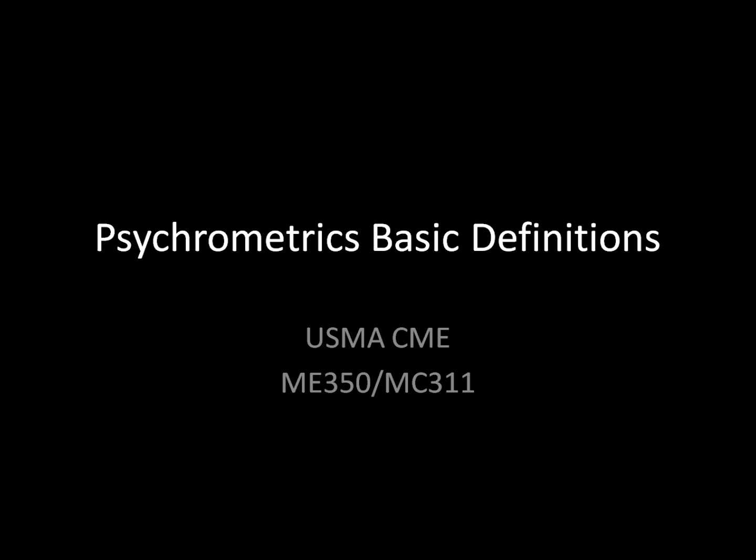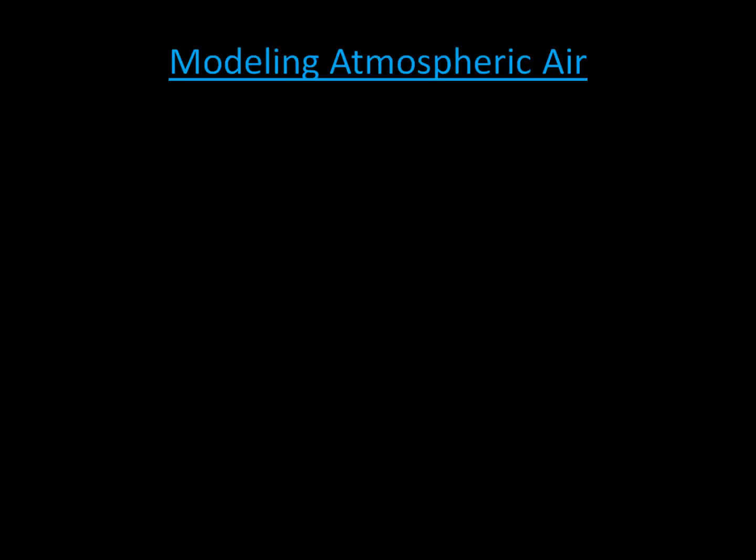For the next block of study, we're going to get into total air conditioning. In order to do that, we have to first talk about psychrometrics. So let's start by doing basic definitions. Let's start with the definition of atmospheric air and how we model atmospheric air.